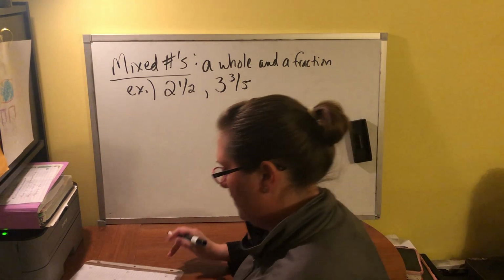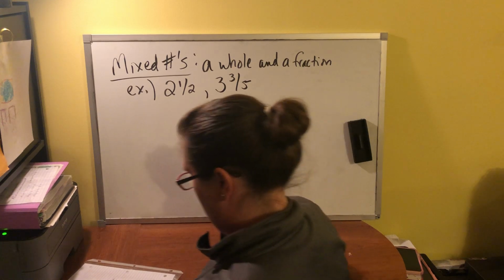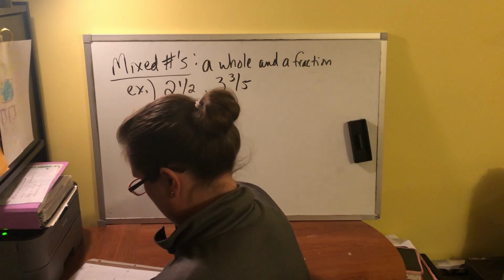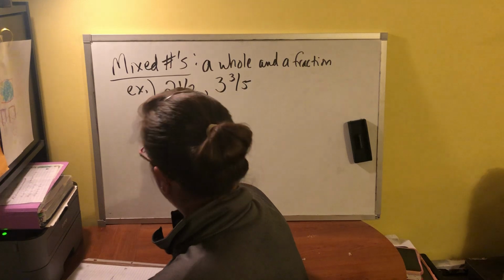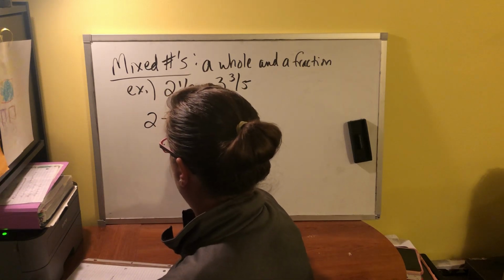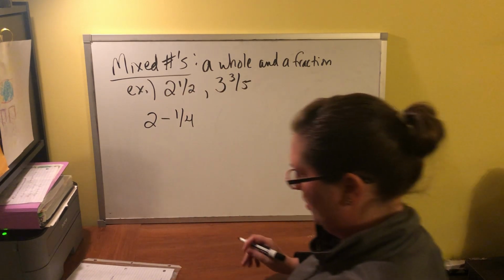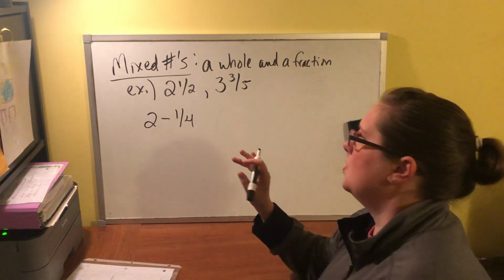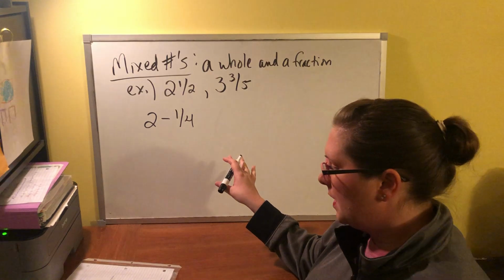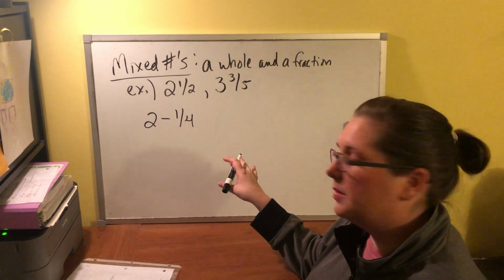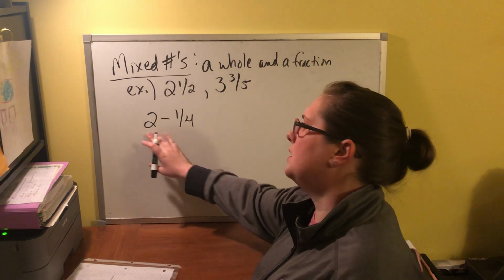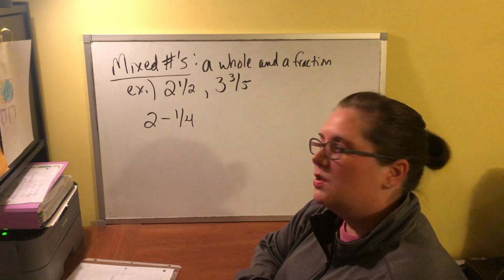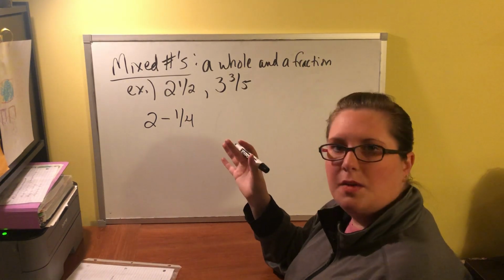So the first thing we need to be able to do is look at subtraction. Let's say they gave us 2 minus a fourth, okay? 2 minus a fourth. So no, this isn't a mixed number yet. Our answer is gonna become a mixed number. So we're now dealing with 2 minus 1/4. So you have to think about this a little different.